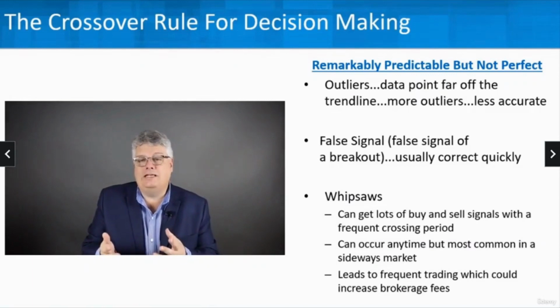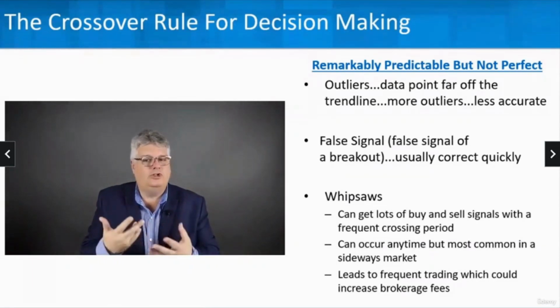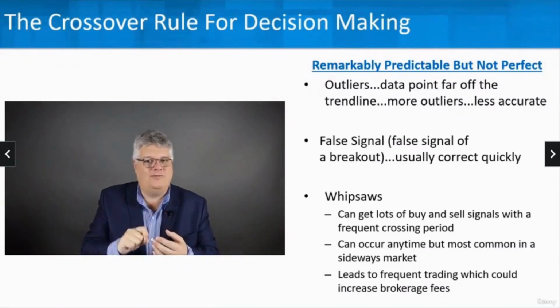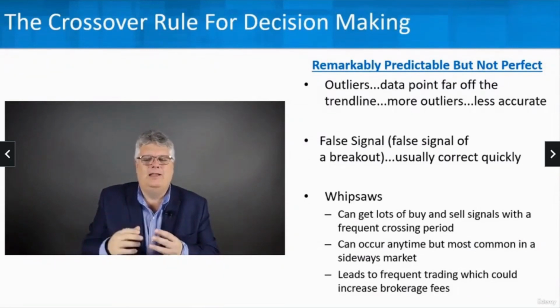So it can give a false signal at times, a false signal of a breakout. But you can usually correct that quickly, because your moving average is going to go back down a little bit too. You probably saw in that last chart, in the middle there, a lot of up and down going above and below the moving average line. So it was a lot of buy, sell, buy, sell, buy, sell. And that's a challenge, and that's what's called a whipsaw, actually.